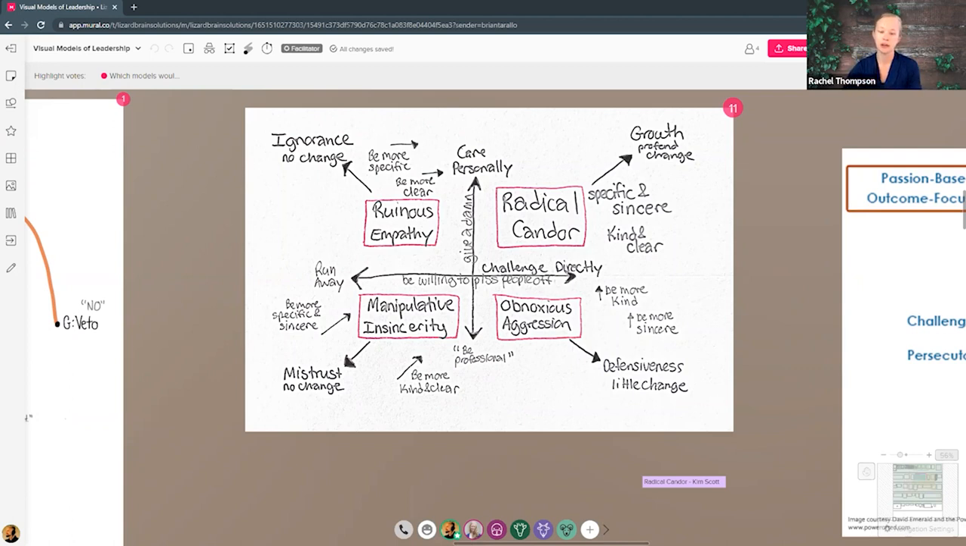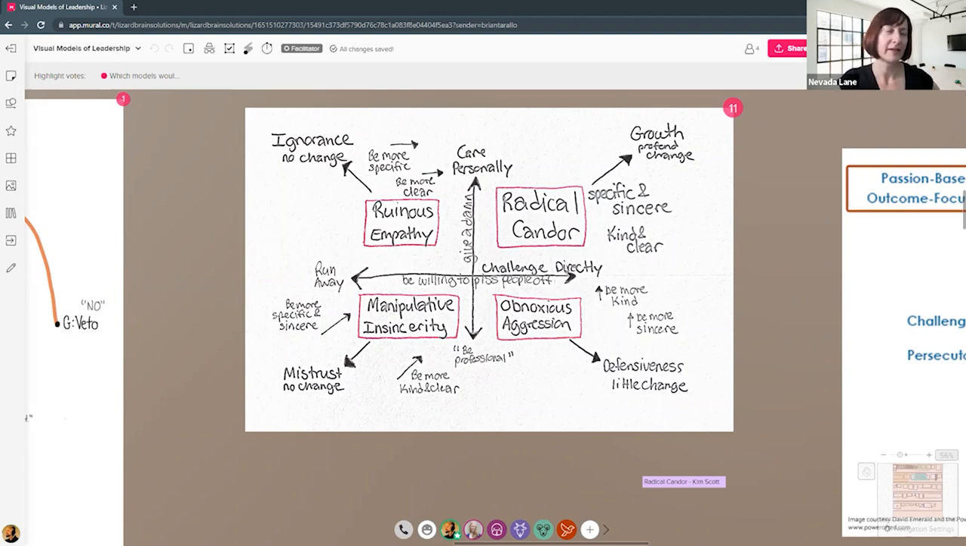And then these arrows, people often think obnoxious aggression is usually not better, but maybe people don't mind it as much as ruinous empathy, because you actually get the feedback. But especially over time, if someone is giving feedback continuously without giving a damn, then it just leads to underlying defensiveness and little change. And so here you can see the different ways to move more towards radical candor. Any thoughts or questions?